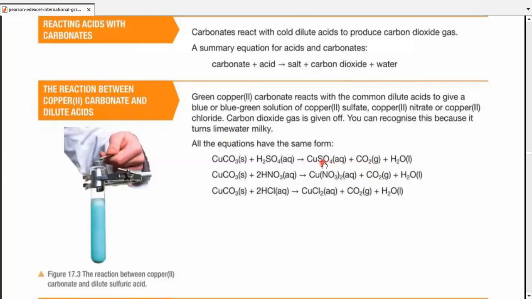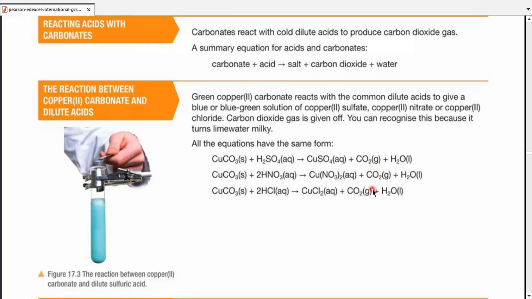Let's take an example. Copper carbonate with any acid, be it sulfuric acid, nitric acid, or hydrochloric acid, would form the respective salt, because sulfuric acid would form a sulfate salt, nitric acid would form a nitrate salt, copper nitrate as you can see, or hydrochloric acid would form a chloride salt, copper 2 chloride actually, but they all form carbon dioxide and water.